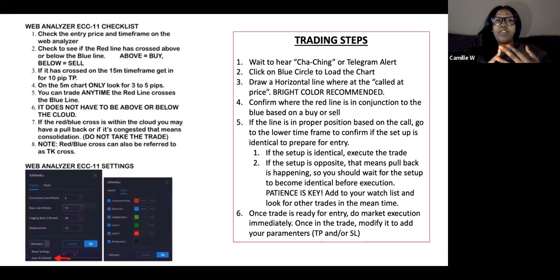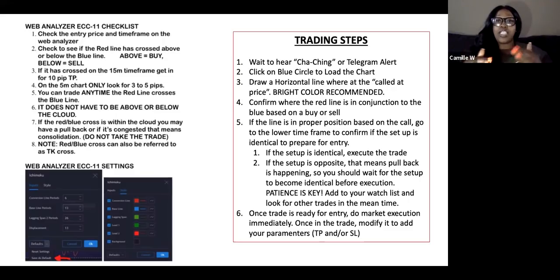It's recommended if you're doing the 5 minute to only go for 3 to 5 pips on that chart. It does not matter if the price action is happening above or below the cloud. The cloud just shows you the overall trend of the market at that time. But remember, this is a scalping strategy, so you may be trading with or against the trend in some instances.